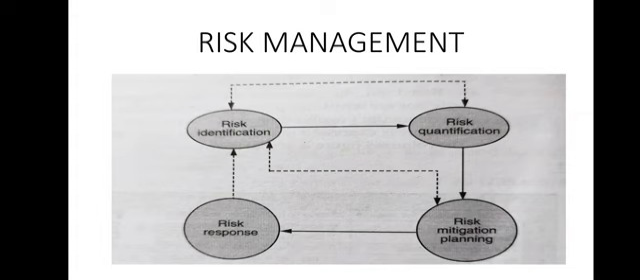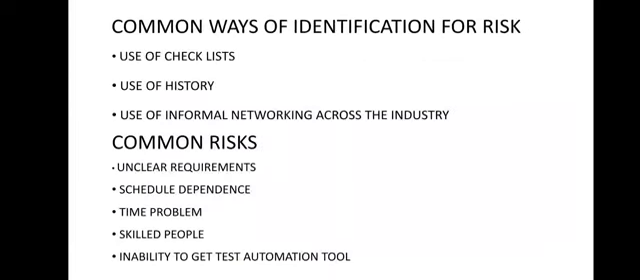You can see point number 1, use of checklists. Over time you can prepare some checklists and you have to go through them. The second point is you can make use of history. If there is any history of the organization, if there are some historical metrics, you can take the help of these metrics to avoid the risk. You can also make use of informal networking across the industry. So these are the major things.